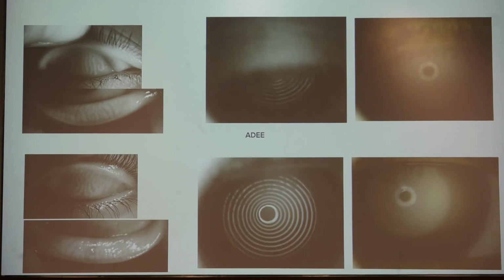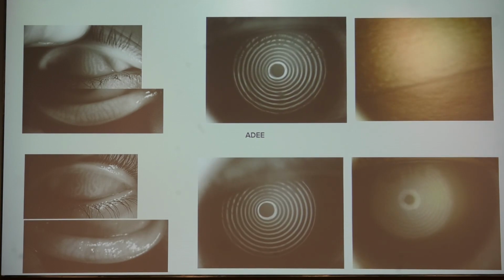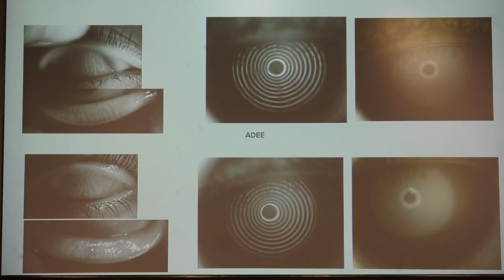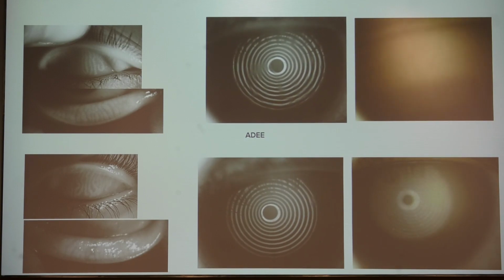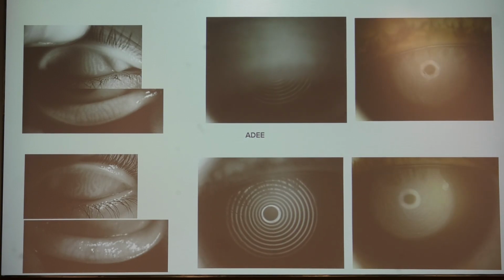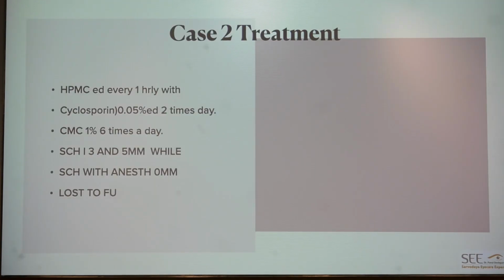And this is the lipid interferometry, where you can see that the right eye has a totally broken lipid layer. You can't make out a continuous lipid layer. The left eye had some amount of continuous lipid layer. So this patient was put on HPMC eye drops along with CMC gel and cyclosporin eye drops. Her Schirmer's 1 improved slightly. However, that with anesthesia did not improve, and this patient got lost to follow-up.